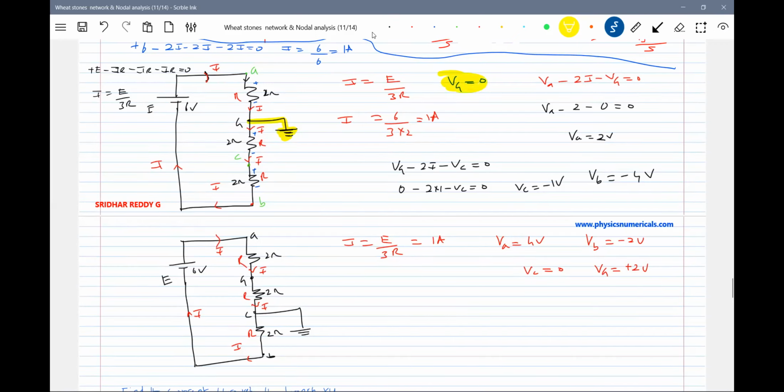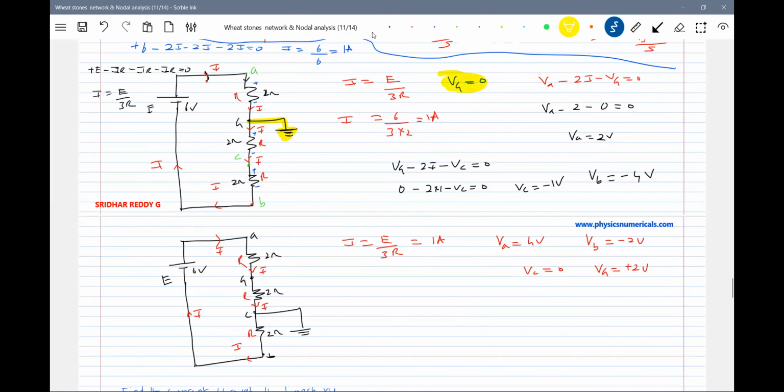Solving this: VG minus IR minus IR. The resistance is how much? 2 ohm. So solving this, I'll get VB equal to minus 4 volt. So we are able to define the absolute potentials in a circuit. If you remove the earth here, then we can define only potential differences. By earthing we can define absolute potentials.